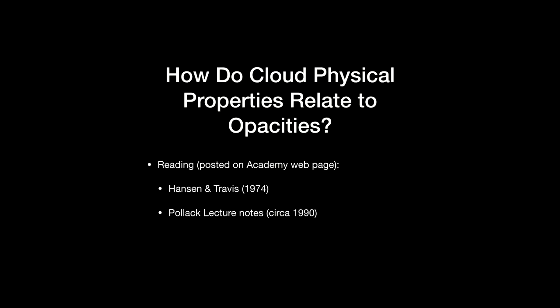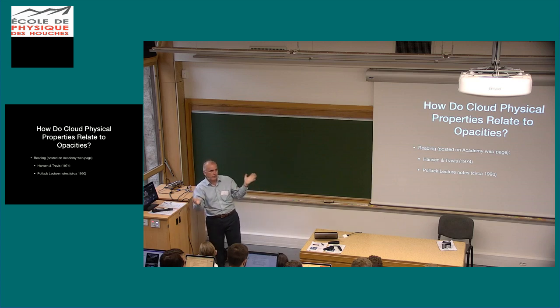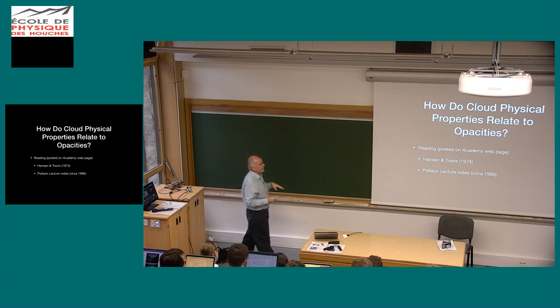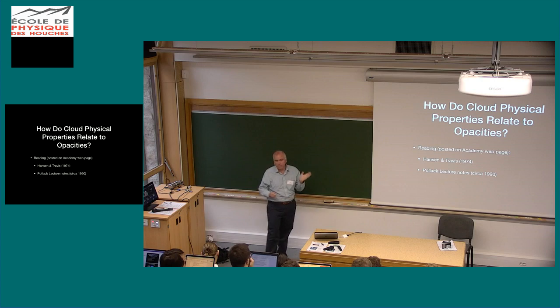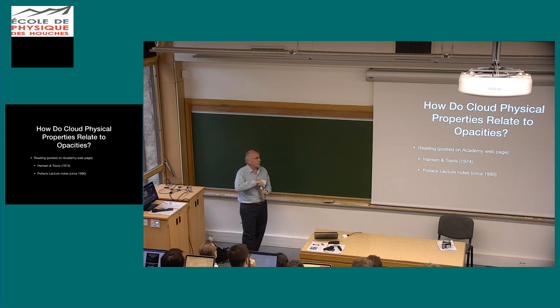So that's sort of the end of part one of the talk, of kind of giving you the big picture overview and the models. I want to say a little bit about, once we have a model, how do we go from the model to actual opacities that we can then include in radiative transfer.